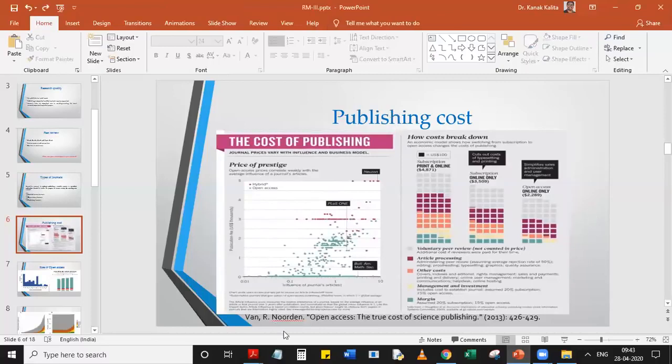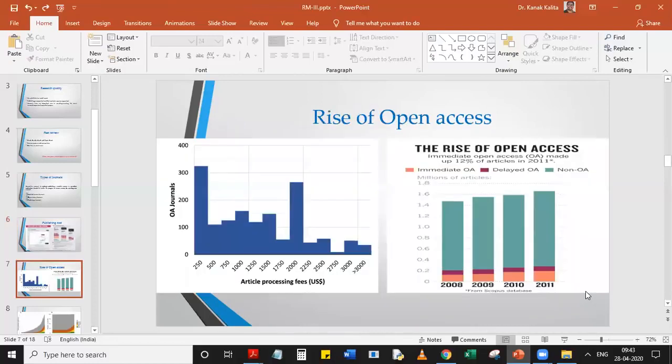Hey, you should read this paper. This is a beautiful paper, and I think it should be available. So, open access: the true cost of science publishing. This is a 2013 study. Over the last few years, the world has progressed from the subscription. Conventionally, there were only subscription-based journals, but now more and more journals are becoming open access.